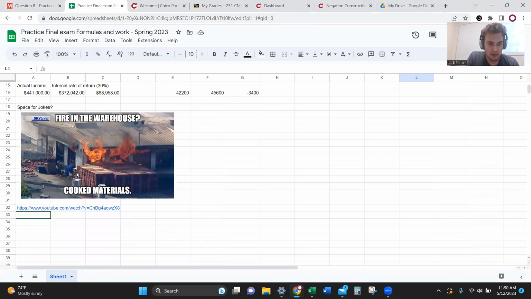Before we keep moving, want to go over some memes. Thank you for your submissions or your suggestions. Alex said this one after a few hours of tutoring, and I thought it was the funniest thing I've ever heard. If there's a fire in your warehouse, the materials are cooked. They're not raw anymore. So, oh no, I dropped my raw materials into a fire. Oh, they're cooked now, bud.